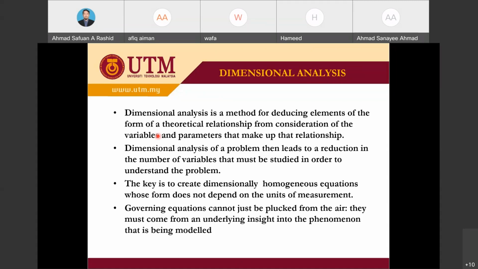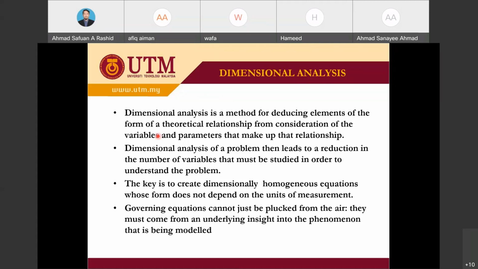Okay, and also we may identify which parameter has not been studied by previous researchers before. Okay, so that's the idea. The key is to create a dimensionally homogeneous equation whose form does not depend on the unit of measurement. For example, the stability number.